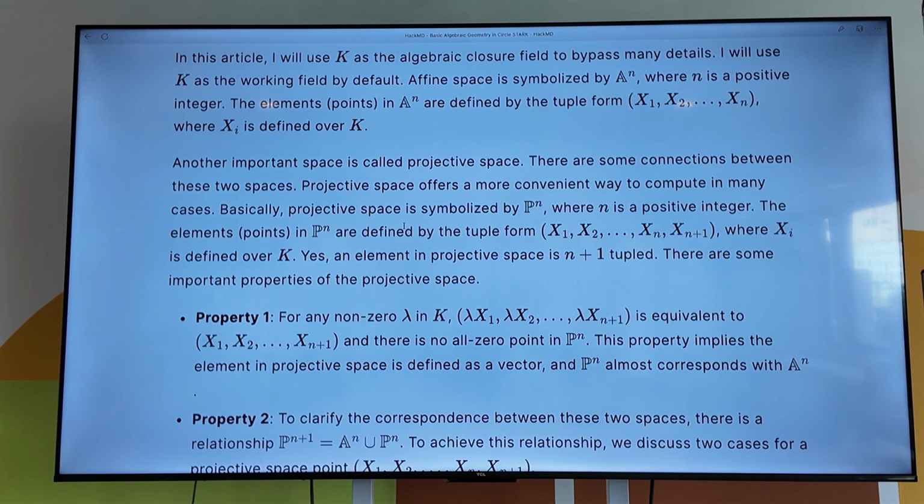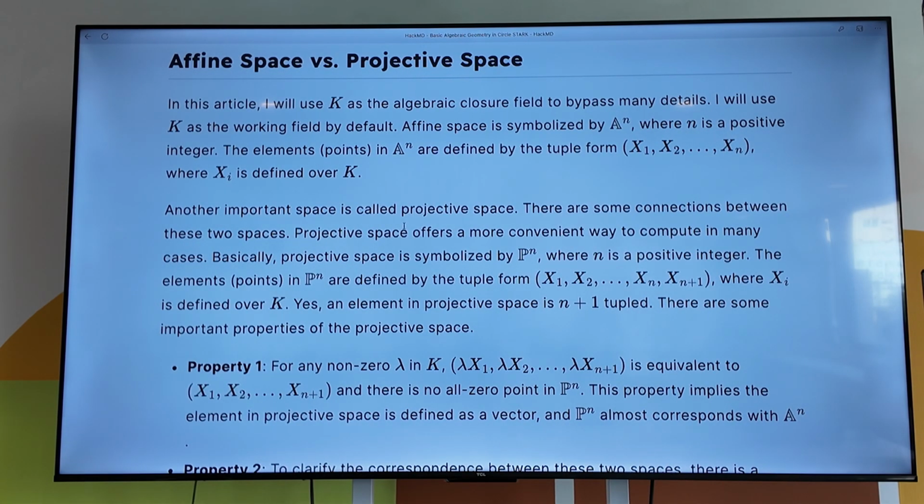So we have two spaces, affine space and projective space. They have different symbols. Affine space is symbolized by a big A with n, where n is a positive integer. And the projective space is also symbolized by a big letter P, where n is a positive integer.